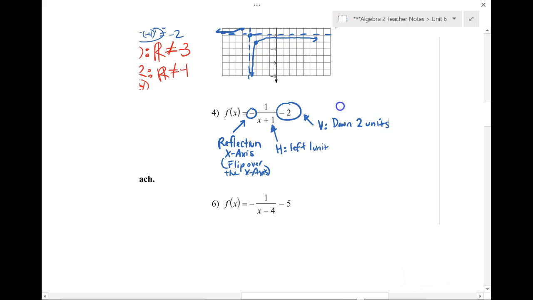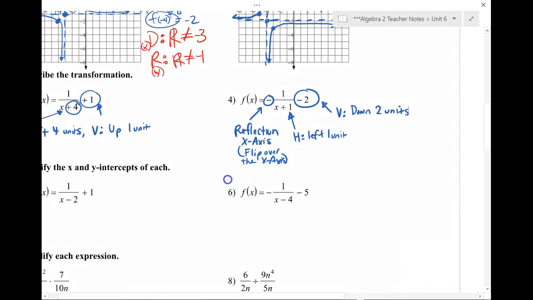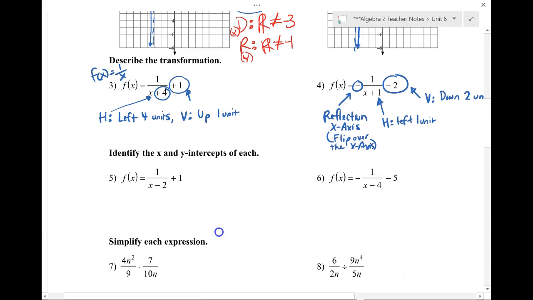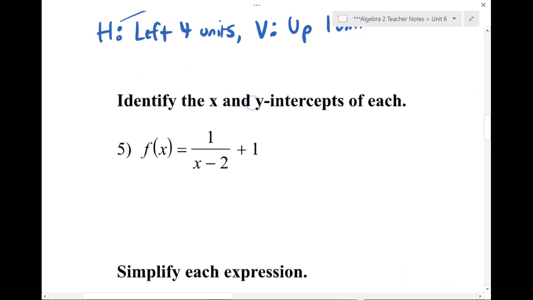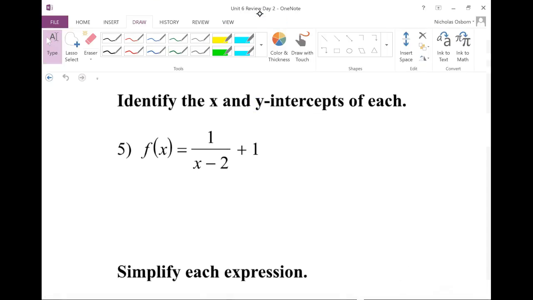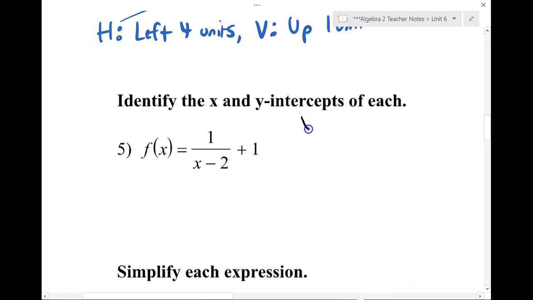Okay, so let's go to the next one. Now we got to find the x and the y-intercepts, wherever these graphs actually cross the x and y axis. So what we have to remember is that for x-intercepts, y is going to be equal to 0. Wherever it crosses the x-axis, y is 0. And for y-intercepts, we know that x is equal to 0, because wherever it crosses the y-axis, x is equal to 0. So keep that in mind as we solve these.